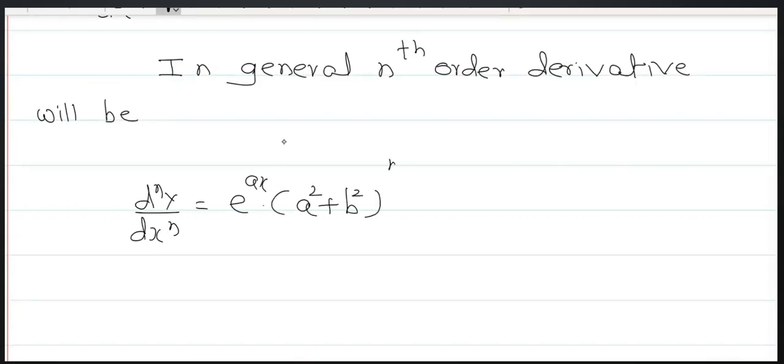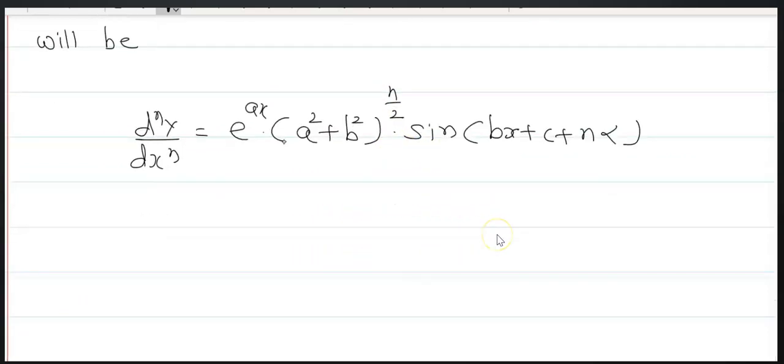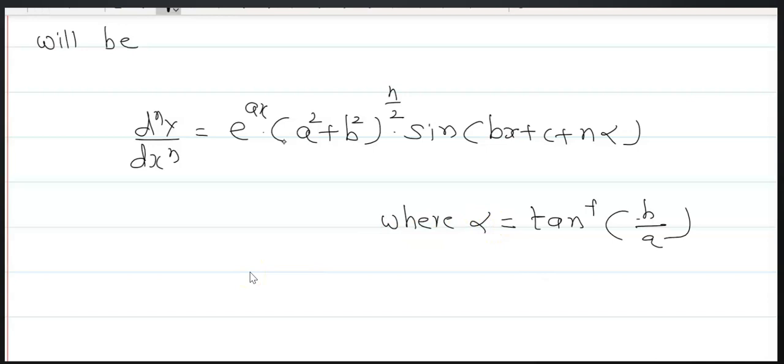d^n y by dx^n is equal to e^(ax) (a squared plus b squared)^(n/2) sin(bx plus c plus n alpha), where alpha is equal to tan inverse of b upon a.